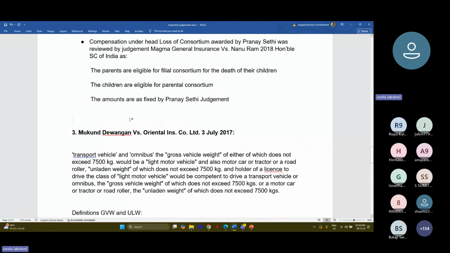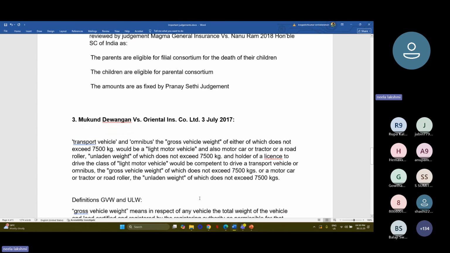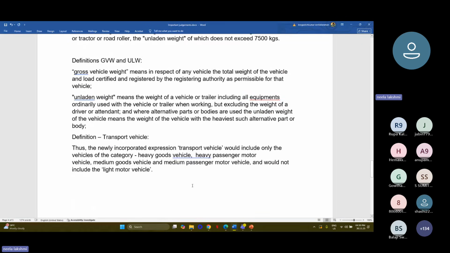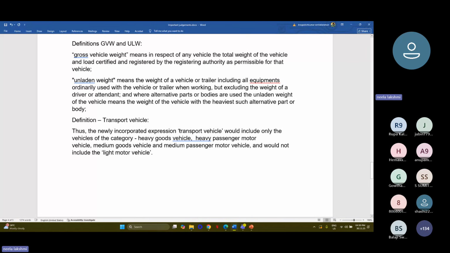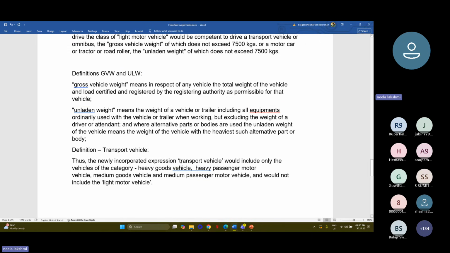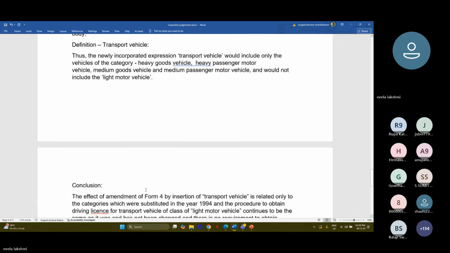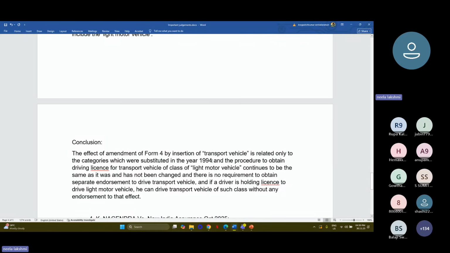Next important judgment: Mugundevangan versus Oriental Insurance Company. It was pronounced on 3rd July 2017. And it's very simple. The LMV license holders can drive a transport vehicle which is below 7,500 kgs. This is the crux of this judgment. Conclusion: the effect of transport vehicle is related. You can read this.